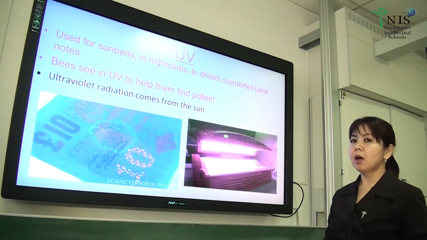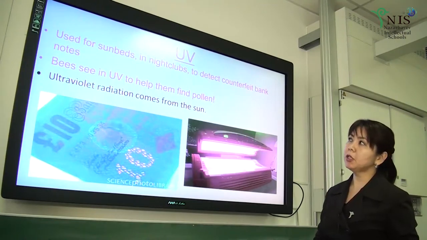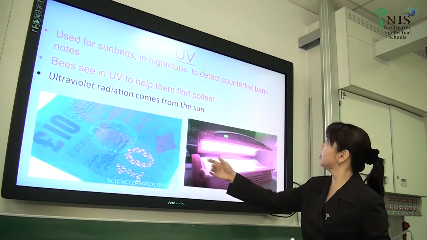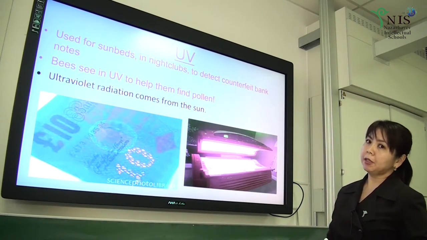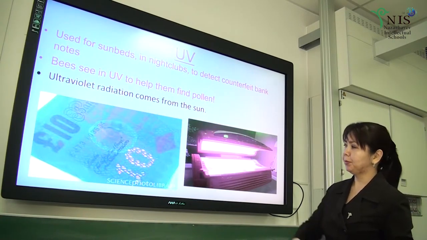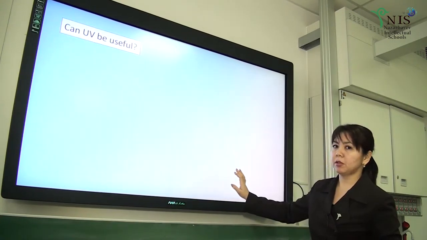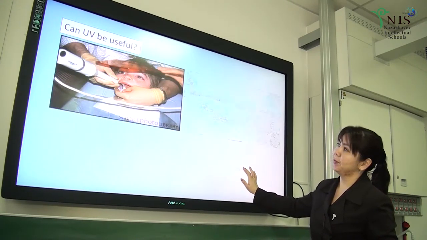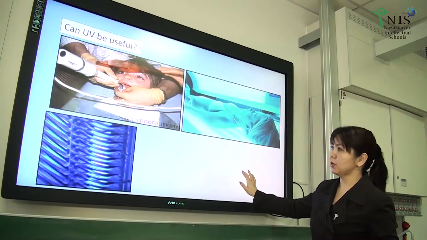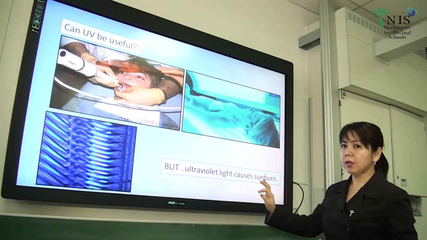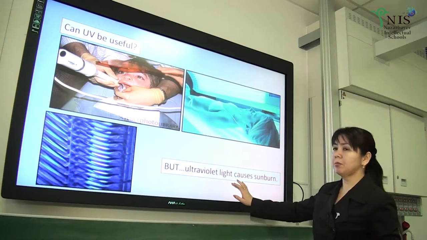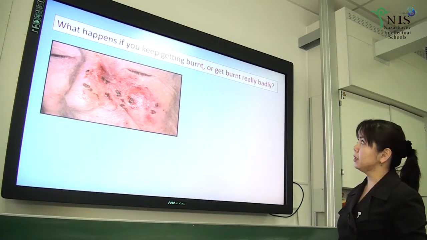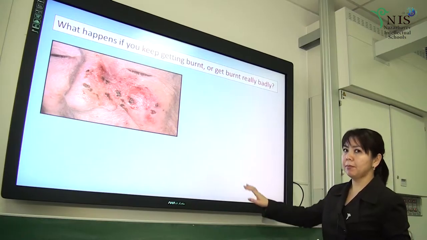Next, electromagnetic waves, ultraviolet. Ultraviolet is used for sunbeds, in nightclubs, and to detect counterfeit banknotes. Ultraviolet radiation comes from the sun. Question: can ultraviolet be useful? Think about these questions. But on the other side, ultraviolet light causes sunburn. What happens if you keep getting burnt or get burnt really badly?